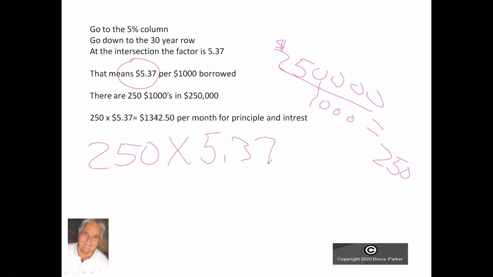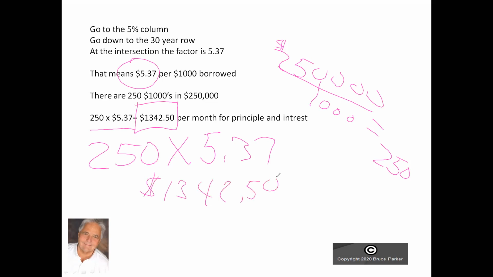And when we multiply 250 times 5.37, we come up with $1,342.50 a month. And that would be for a 30-year, 5% fixed, fully amortized loan. Okay, simple, simple. And again, I'm going to tape this so you can watch it over again, but it's always on the test for some reason, and it's really an easier problem than it seems.